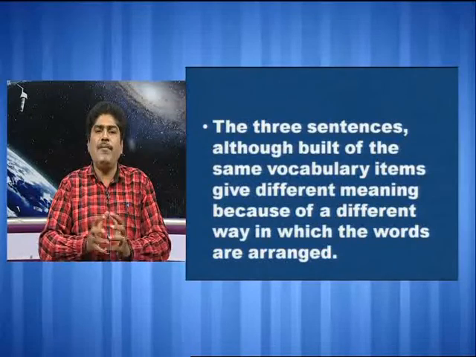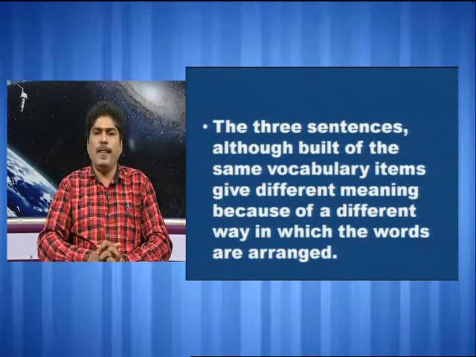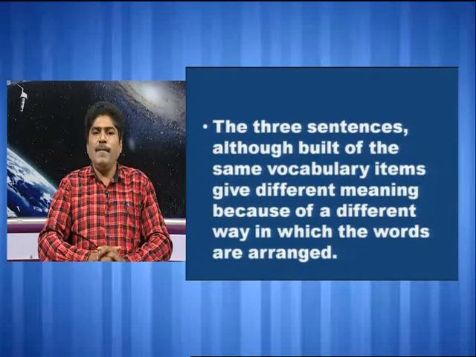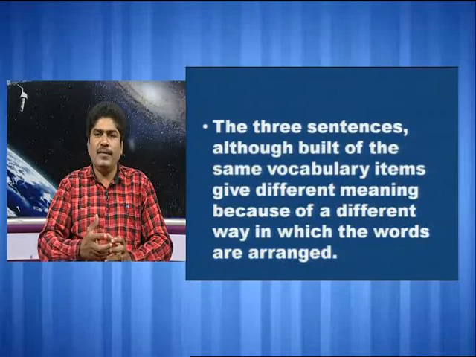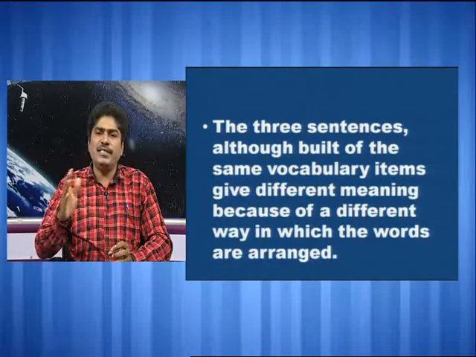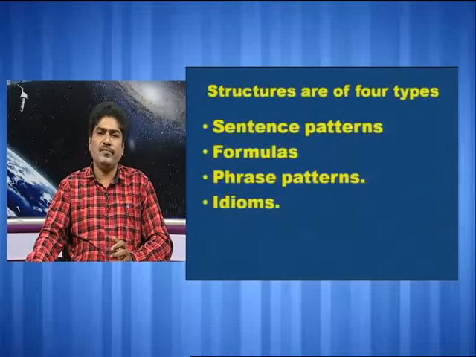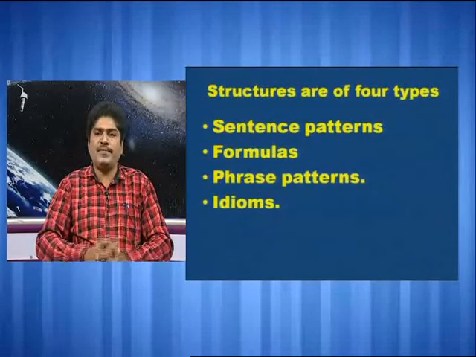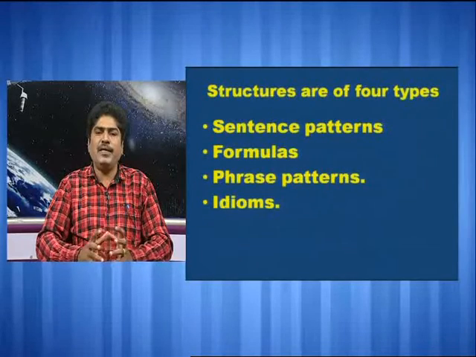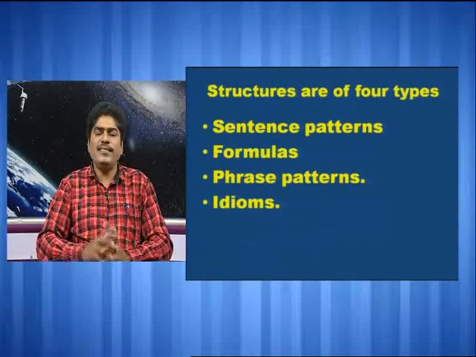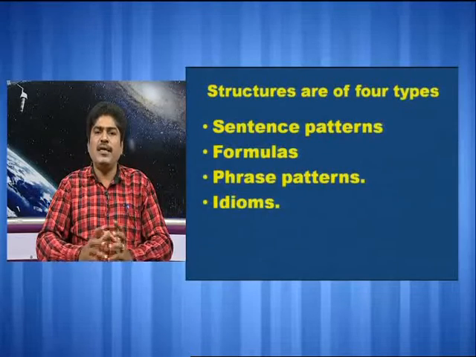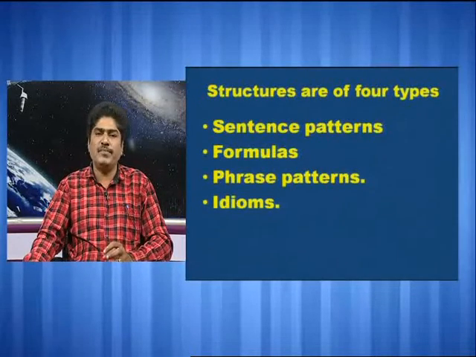The arrangement of words in a sentence is known as structure, and you observed these three sentences. They are built of the same vocabulary items, same words, but they give different meanings because the way of arrangement is different. Hence, the way of arrangement of words in a sentence is known as a structure. And these structures are of four types. Structures in English can be categorized into four different types. One is sentence pattern, number 2 is formulas, number 3 phrase pattern, number 4 is idioms.